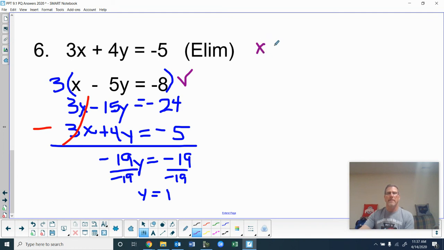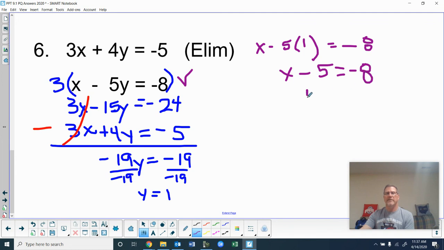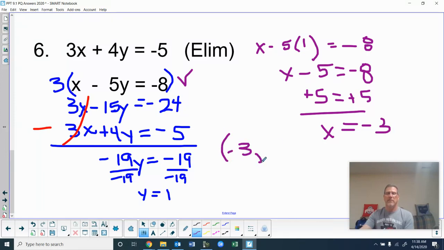So x minus 5y, and we figured out that our y was 1, equals -8. Don't forget about your negative signs, which would be x minus 5 equals -8. And then add 5. And x is -3. So -3, 1 is our answer, our solution.